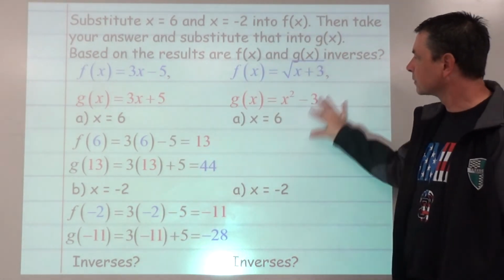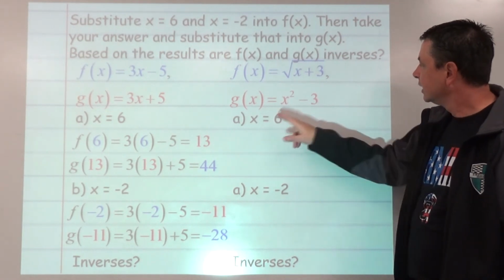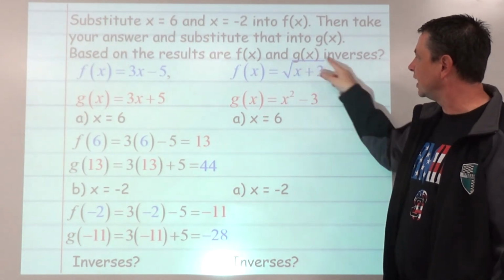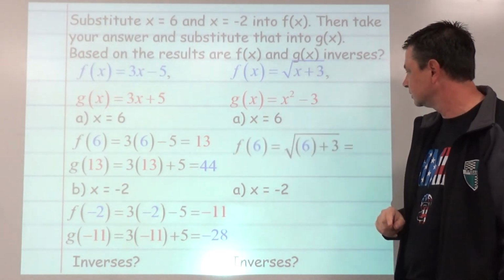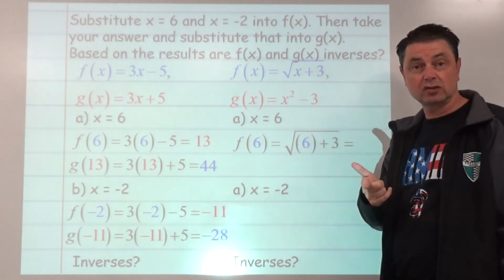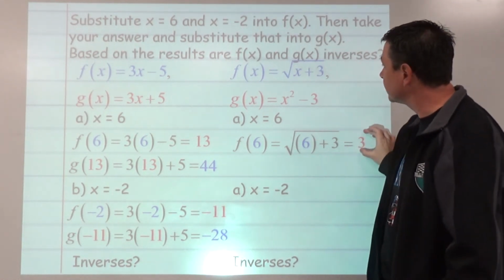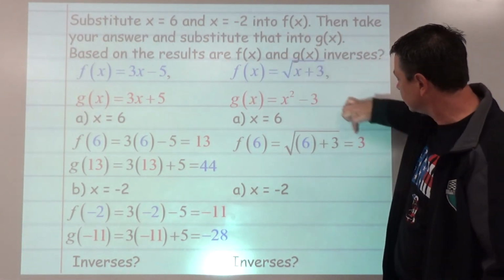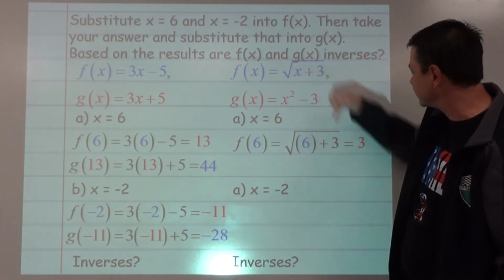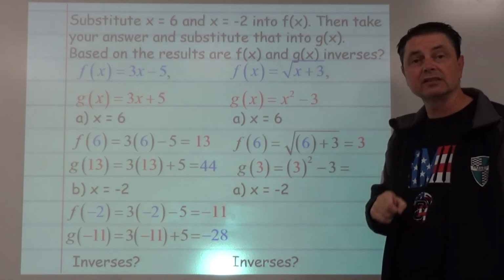Let's explore these f of x and g of x, see what happens. So we've got x equals 6. So f of 6 is equal to square root of 6 plus 3. 6 plus 3 is 9. The square root of 9 is 3. 3 is our output. Now it says substitute that into g of x. So g of 3 is 3 squared minus 3. 9 minus 3 is 6.